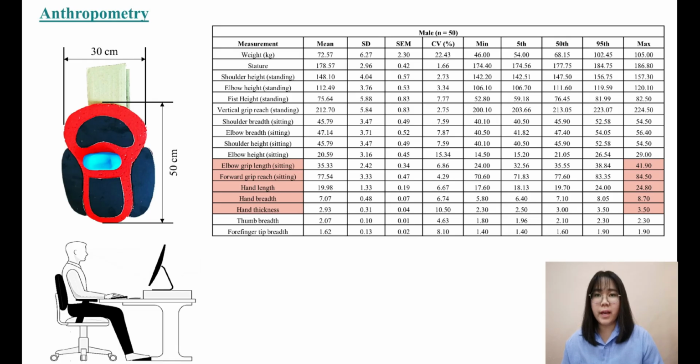Since males generally have larger body part measurements compared to the females, hence the anthropometric data used in this project will be mainly focusing on the Malaysian male's hand measurement. During the 3D CAD design stage, the measurements of the elbow grip length and forward grip reach in sitting position, hand length, hand breadth, and hand thickness were being used as reference. By considering the obese users, the maximum readings were taken into consideration instead of the other readings. Thus, this gives a final dimension of 50 cm in length and 30 cm in width for the size of the armrest.